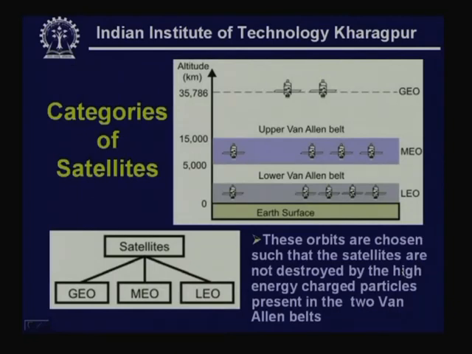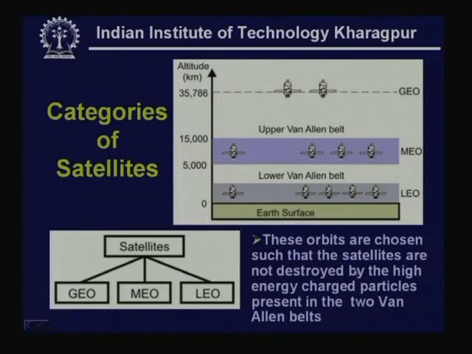Now, let us look at the different types of satellites that are used for communication. This is the surface of the earth, and it was the first satellite launched by the Russians, Sputnik, and after Sputnik was launched, there was the discovery of the Van Allen belts. Van Allen belts are essentially regions where there are high energy charged particles, high energy protons, and there are two such Van Allen belts, as you can see. One is here about 3000 to 5000, and another is from above 15,000.